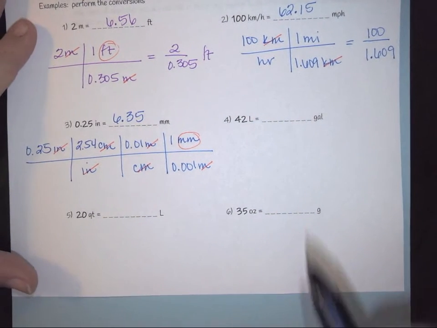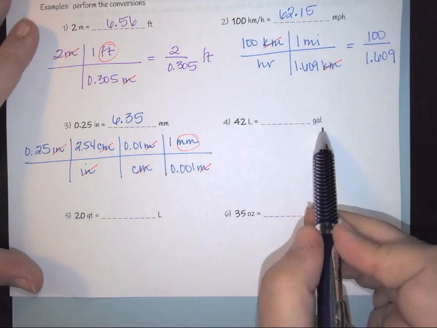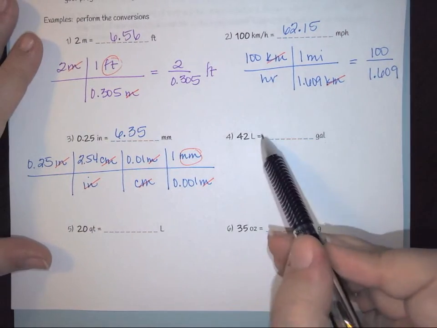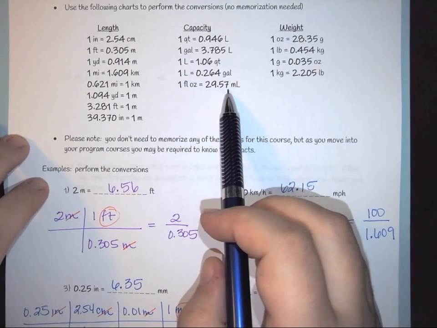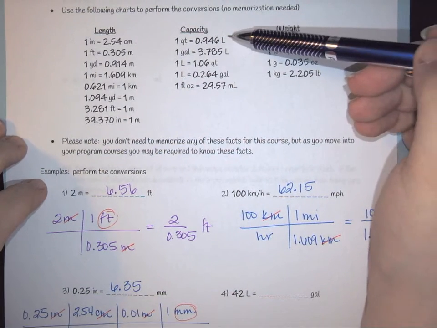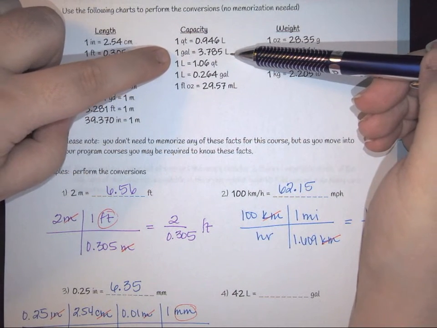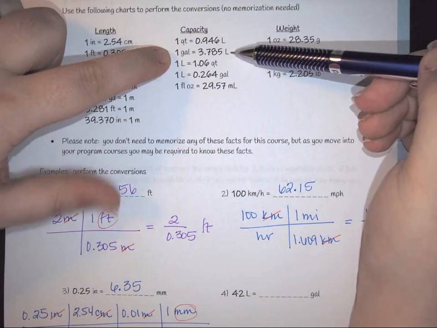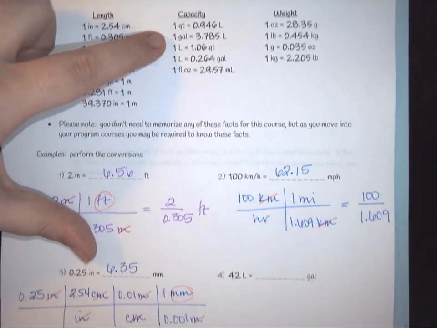Alright, let's do another one. Here I have liters to gallons. So in this, liters, I'm now talking about capacity. So I want to go liters to gallons, and I have a very nice conversion right here that says 1 gallon is the same as 3.785 liters.